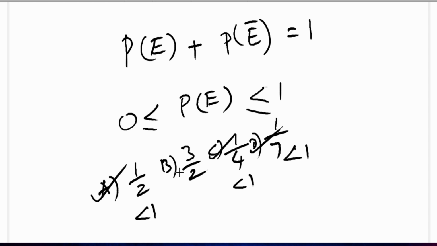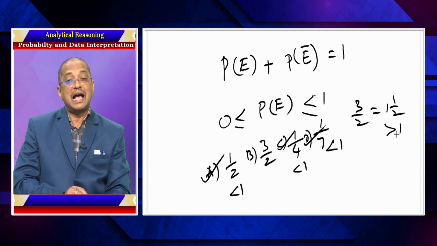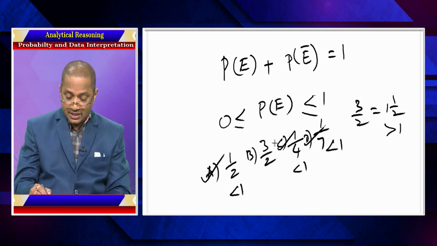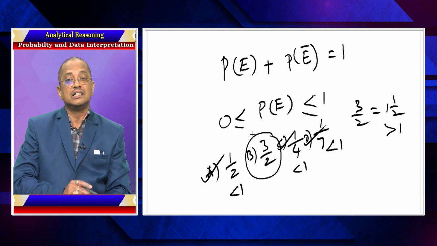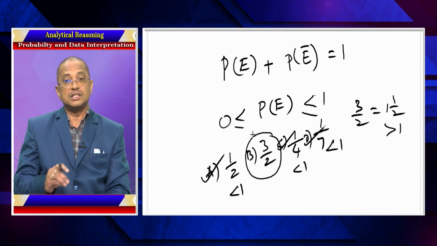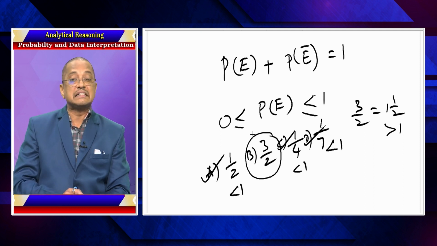But when you consider 3 by 2, 3 by 2 is 1.5, which is more than 1. But the probability of an event always lies between 0 and 1. So, 3 by 2 is not the probability of an event. This kind of question they will ask in the examination.